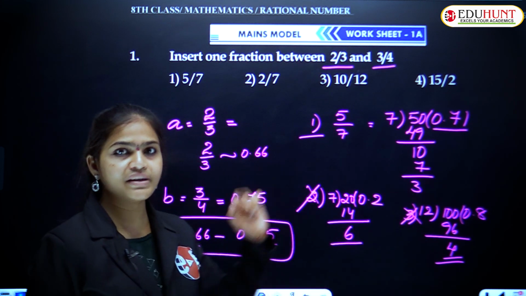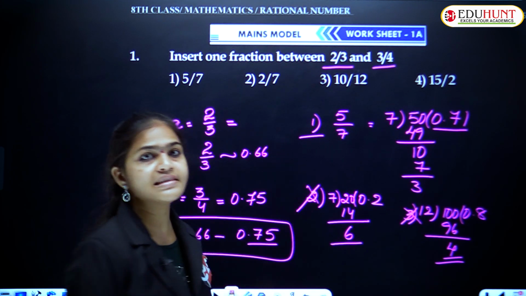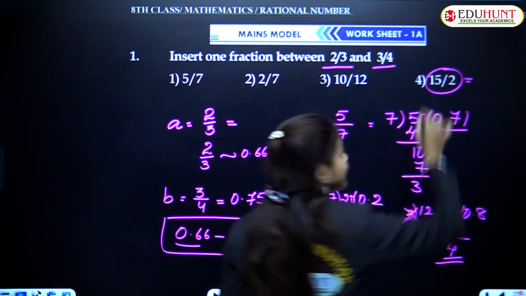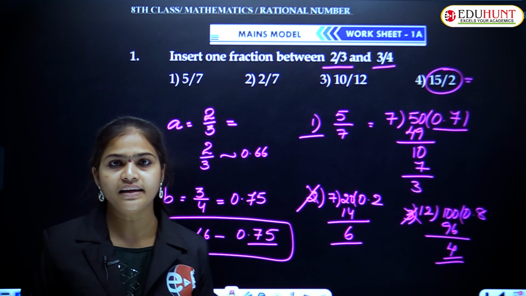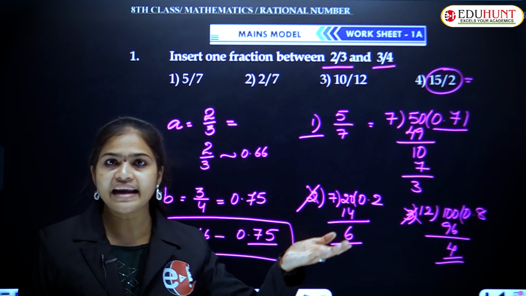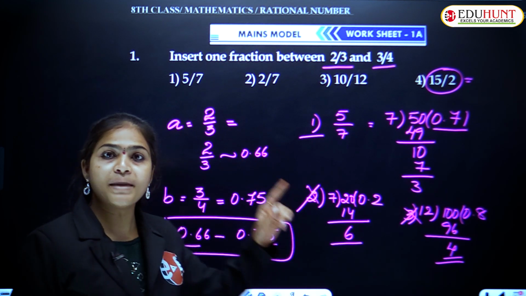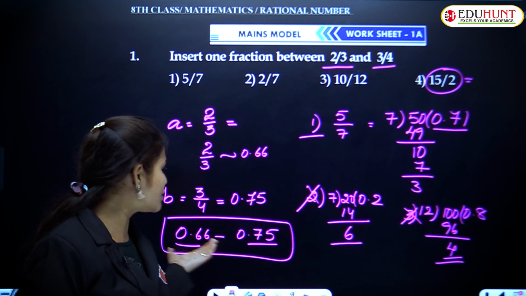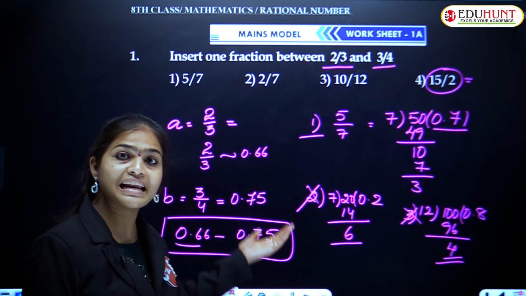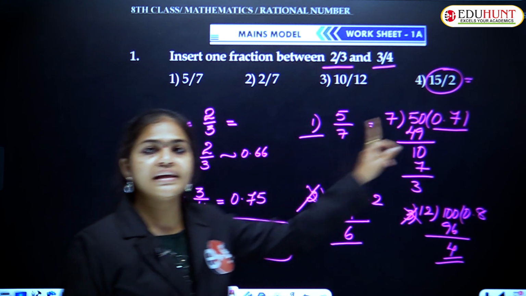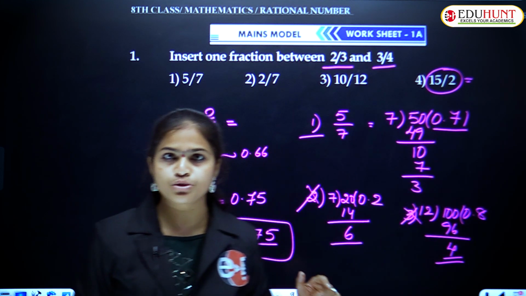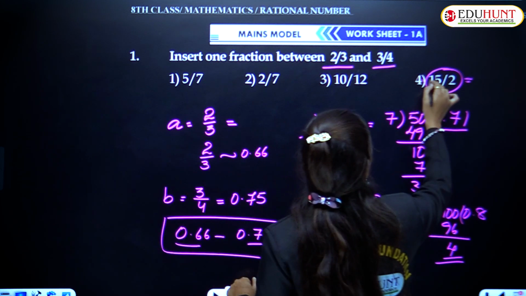Okay, still we are having one more option. What is that? That is 15 by 2. So directly here we can say that 15 by 2 is an improper fraction. Right? So an improper fraction value is always greater than 1 or equal to 1. But here the values are less than 1. Okay, what values we got here? Decimal values, those values are less than 1. Okay, but here the improper fraction value is greater than 1 or equal to 1. That's why this is also a wrong option.